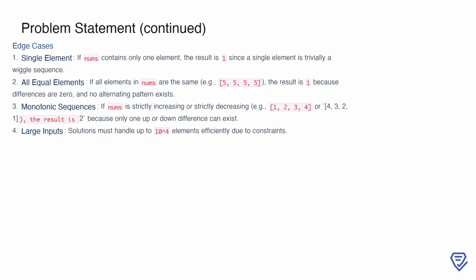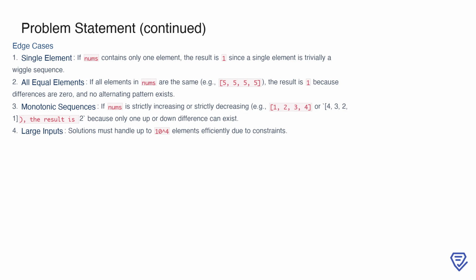There are several edge cases to consider for this problem. First, if the input array contains only one element, the result is simply 1 because a single element is trivially a wiggle sequence. Second, if all elements in the array are equal, like 5, 5, 5, 5, the result is also 1 because the differences are 0, so no alternating pattern can exist.